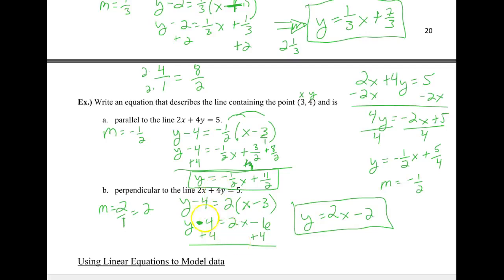So there you have it. The steps are: find the slope of the original line. If you want a parallel equation, you'll have the same slope. If you want a perpendicular equation, you will have an opposite reciprocal slope. Plug it into your point slope form using the point you want your line to go through, and then simplify down to slope-intercept form.